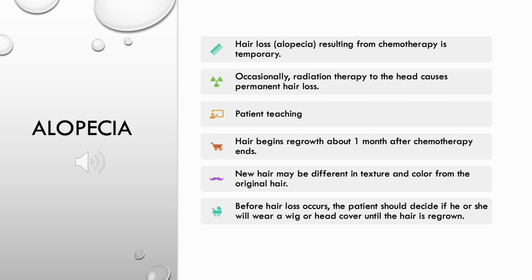Then with alopecia, this can occur due to either radiation or chemotherapy. Now, if it's due to chemotherapy, the hair loss is usually only temporary. Sometimes with the radiation, though, if they have radiation to the head, like say they have a brain tumor, it could cause permanent hair loss. The patient teaching: you may ask patients, not encourage, if they would like to cut their hair short before they start chemotherapy. The hair regrowth begins about 1 month after chemo ends, and the new hair, you have to warn them, will be a different texture and color from the original hair.